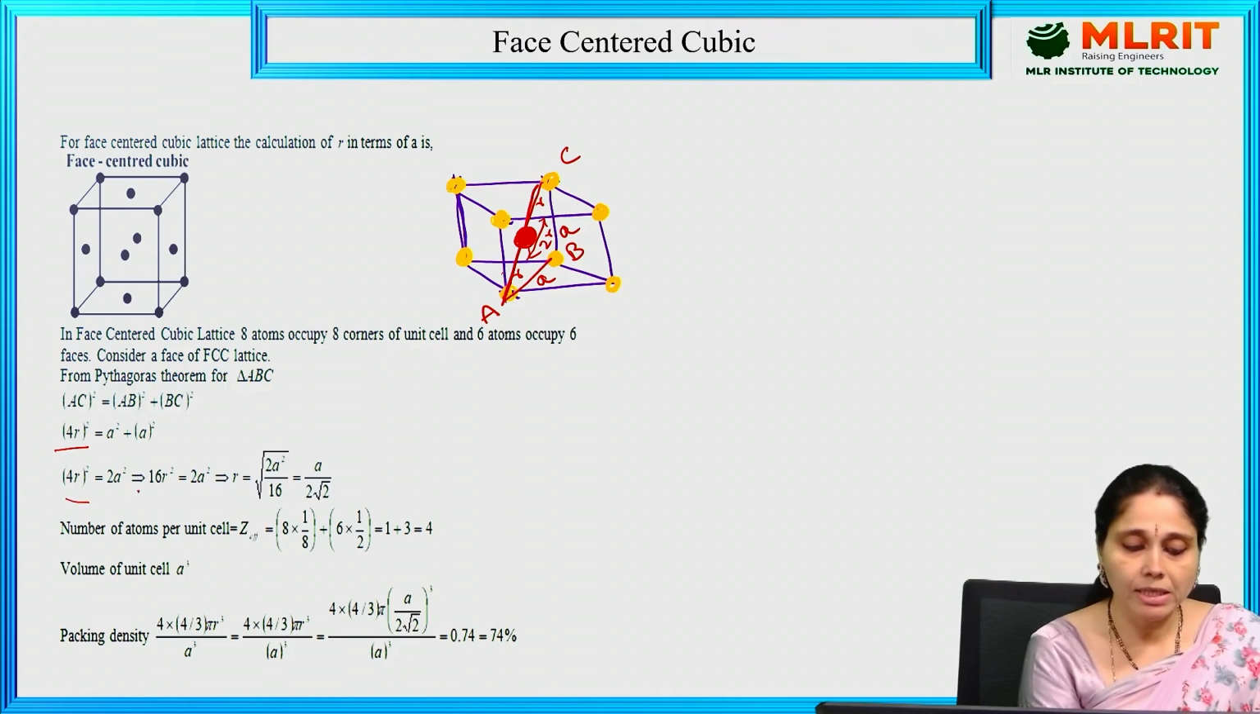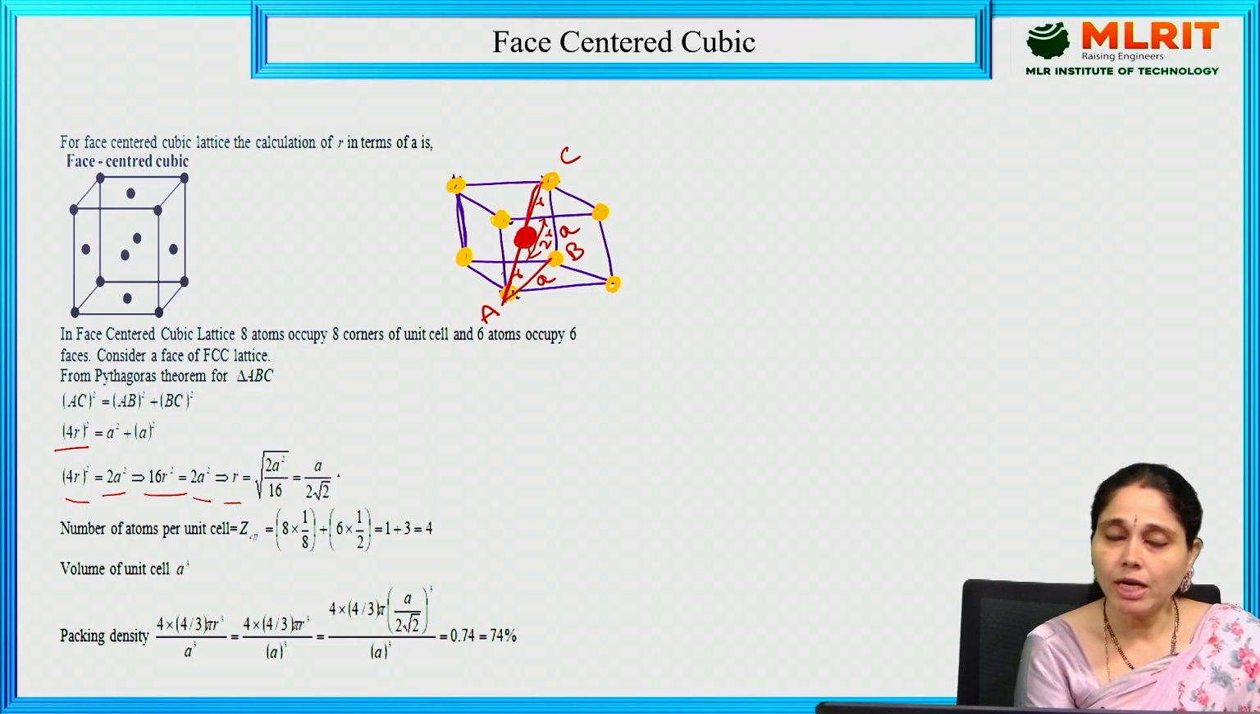So 4R square is equal to 2A square. 16R square is equal to 2A square. R is equal to root over 2A square by 16, that is equal to A by 2 root 2.